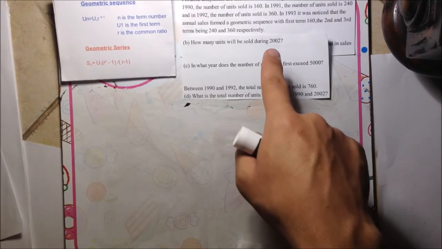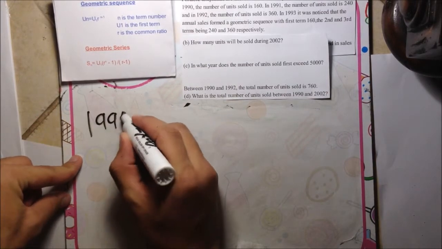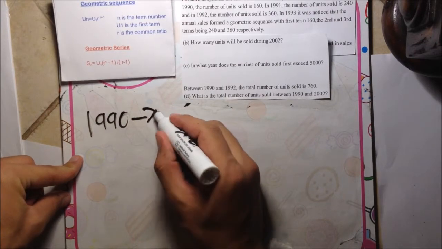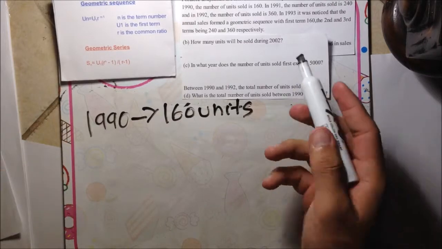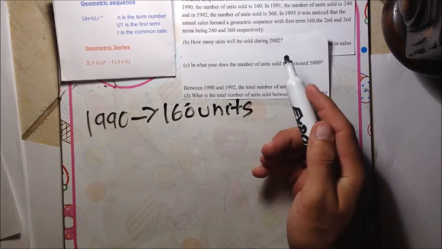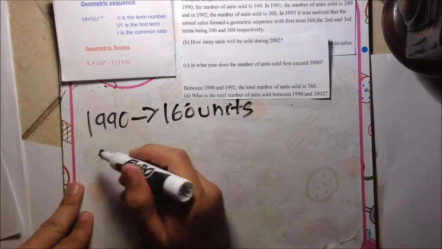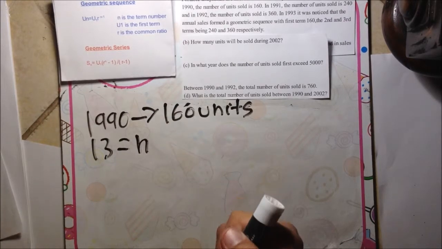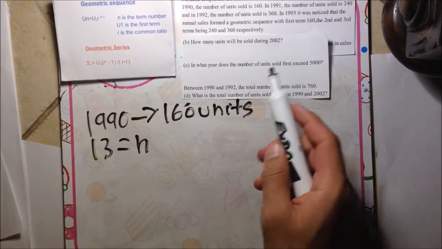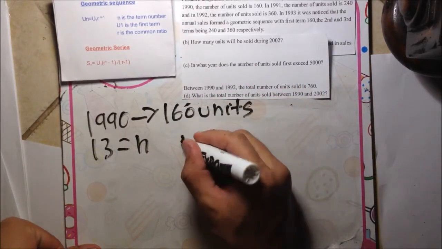Now in part B, we're asked to determine how many units will be sold in the year 2002. Well, in the problem we're given that in 1990, a total of 160 units were sold. Based on this, we're trying to find how many units were sold in 2002. Between 1990 and 2002, there's a 13-year difference, which will become our n, because it shows the amount of years after the 160 units. And we know from part A that our r equals 1.5.